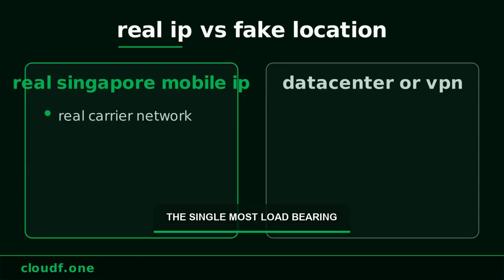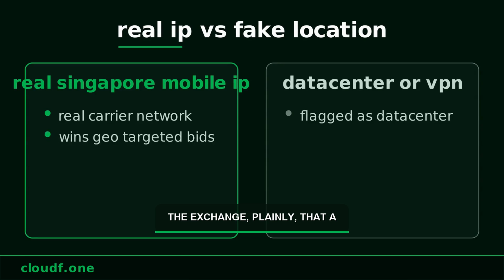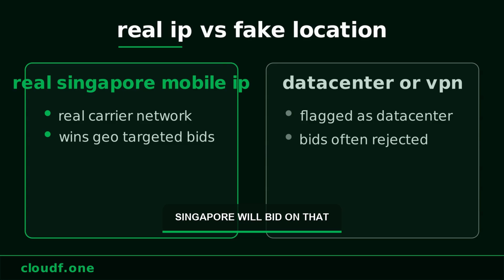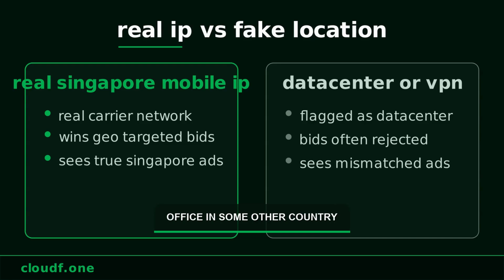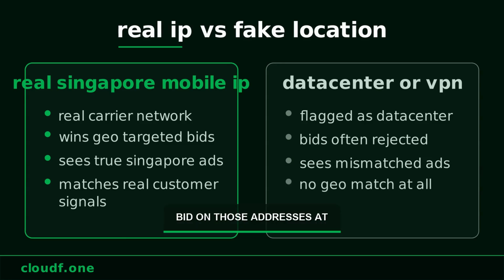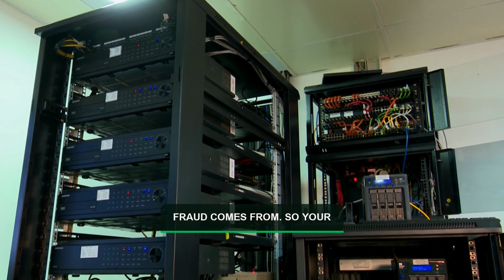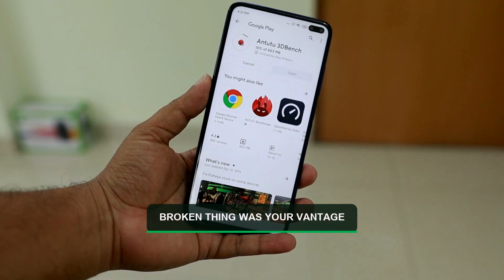The single most load-bearing signal in that bundle is the network. A real Singapore mobile IP on a real carrier tells the exchange plainly that a person in Singapore is asking, and a campaign geo-targeted to Singapore will bid on that request and win it. Point the same check at a data center address or a consumer VPN exit, and the exchange sees an office in some other country wearing a Singapore label. Many buyers simply refuse to bid on those addresses at all, because that is exactly where a lot of ad fraud comes from. So your ad never even serves, and you conclude the campaign is broken when the only broken thing was your vantage point.